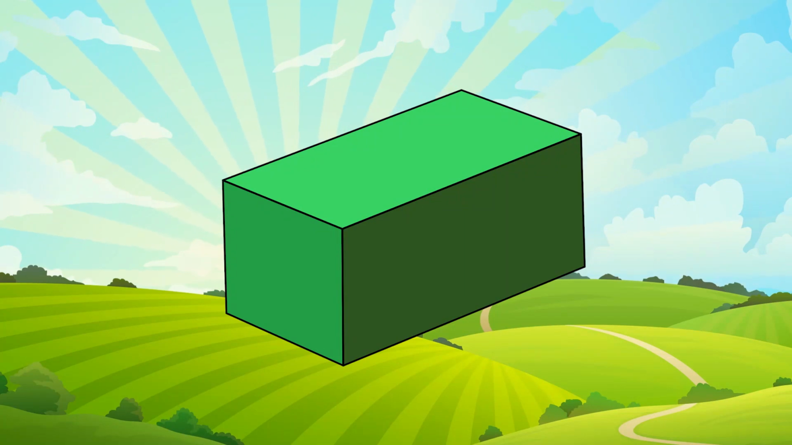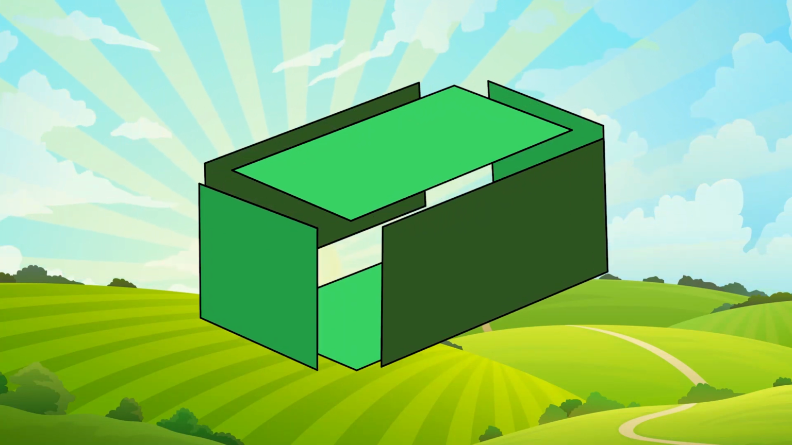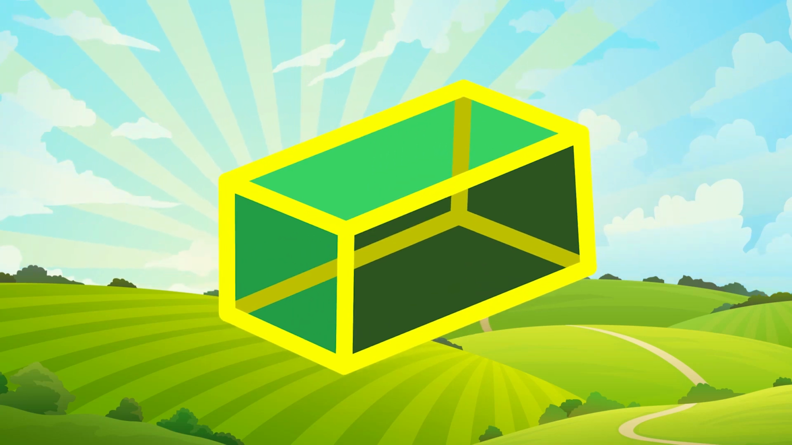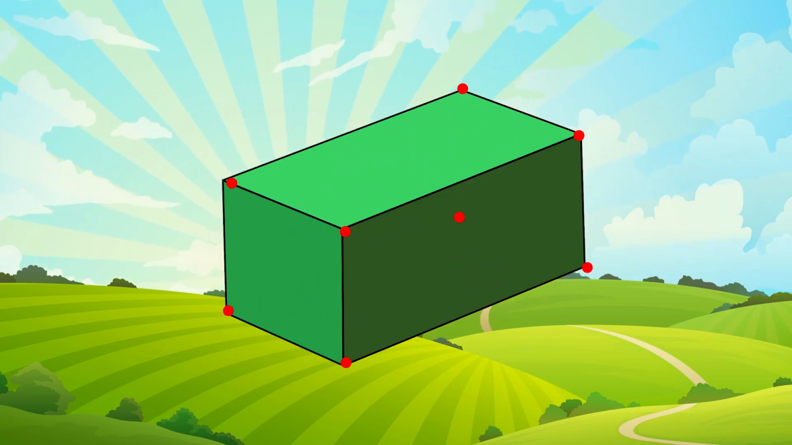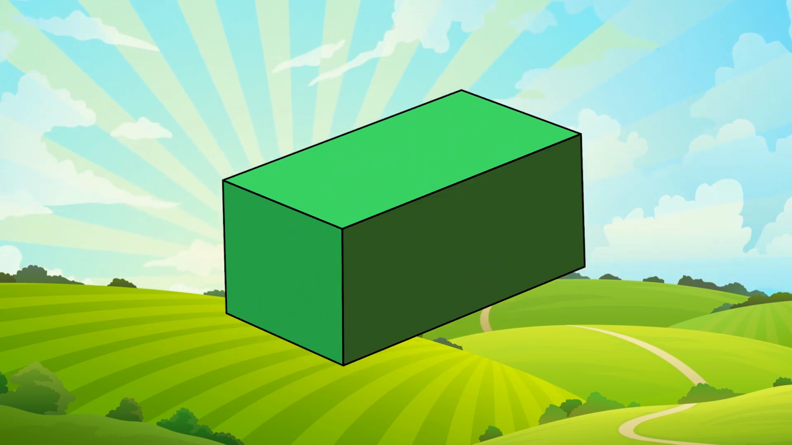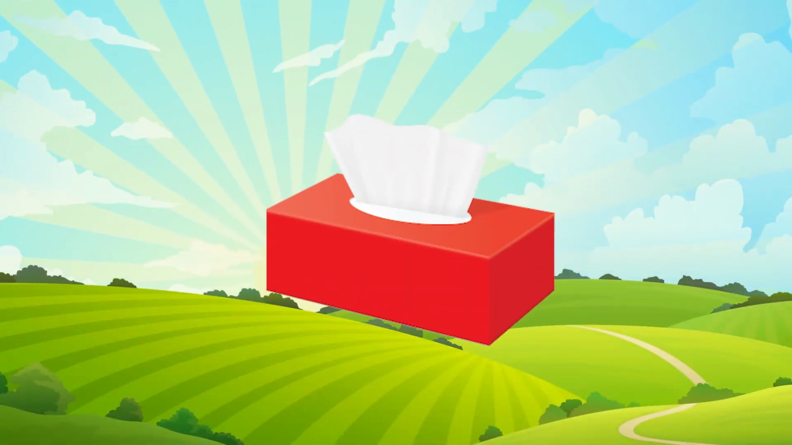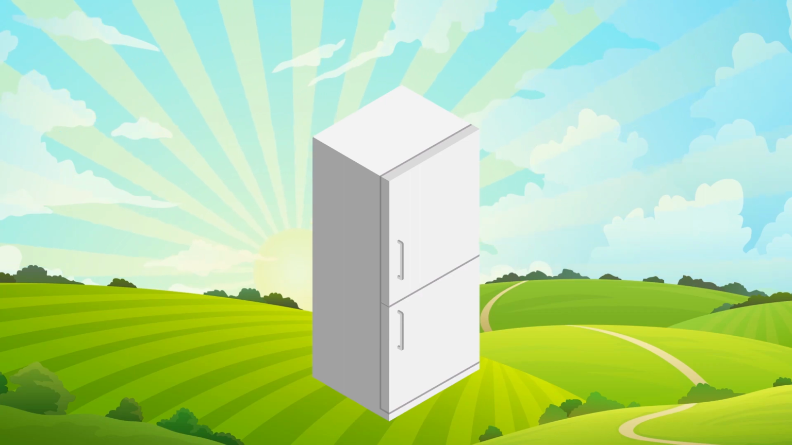This, on the other hand, is a cuboid. It has 6 rectangular faces, 12 edges, and 8 vertices. Examples of cuboids at home include the books you read, tissue box, fridge, etc.